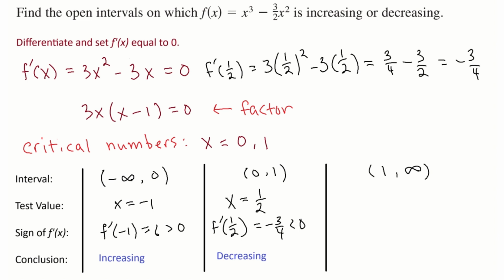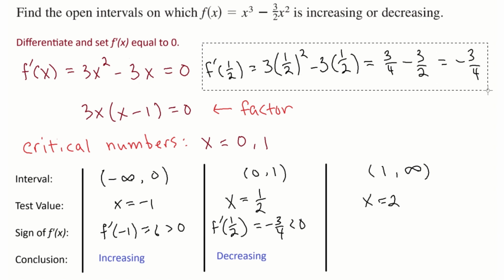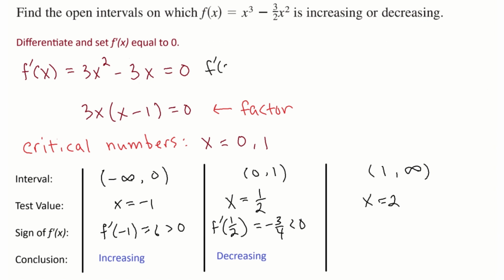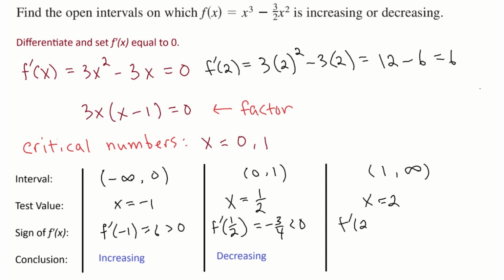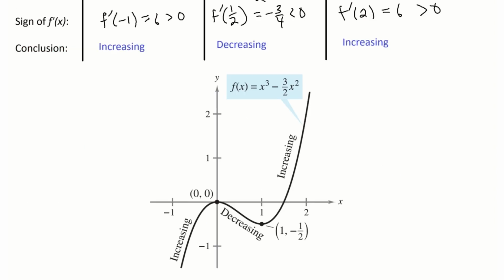Finally, let's check something to the right of x equals 1. Let's pick x equals 2. F prime of 2 is 12 minus 6 is 6. Since f prime is greater than 0, the function is increasing on that interval. Here's what our function looks like.